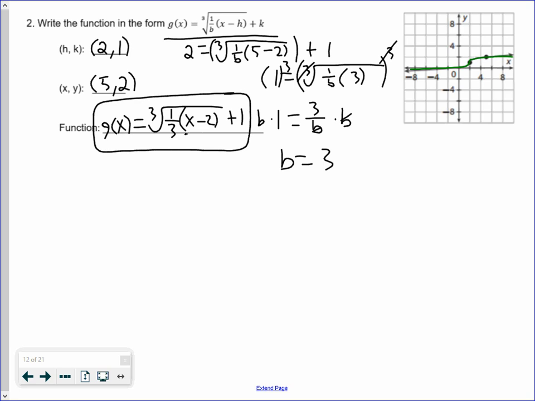So remember, your x and your g of x, or your y, you do not put them into your final equation, because the x is a variable and g of x is what you get when you plug in any x variable. So the x and the g of x are going to be changing, so you leave those as variables of x and g of x. You only put in your h, k, and either your b or your a value. So that's our answer for number 2.